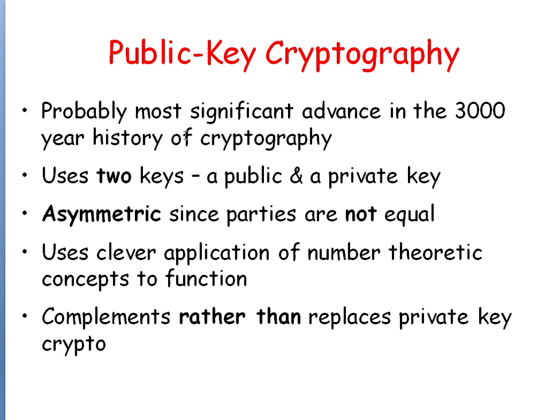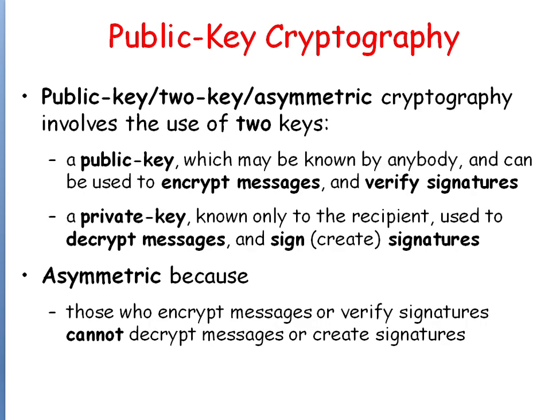Public key cryptography is probably the most significant advance in the 3000 year history of cryptography. It uses two keys, a public and a private key, and is asymmetric since the parties are not equal. It uses clever applications of number theoretic concepts and functions, and complements rather than replaces private key cryptography. That is, private key cryptography is also used and public key cryptography is also used.